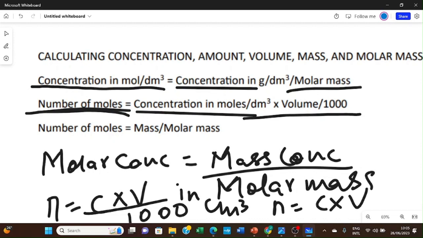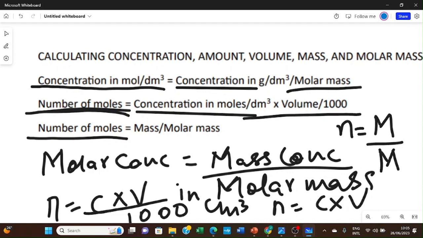So with this, to calculate the number of moles again, remember, number of moles is equal to mass over molar mass. So these are the formulas you need to handle any problem on concentration, amount, volume, mass, and molar mass. Number of moles is equal to mass over the molar mass, or the mass over the relative atomic mass.